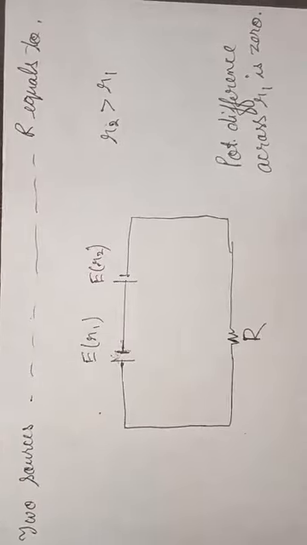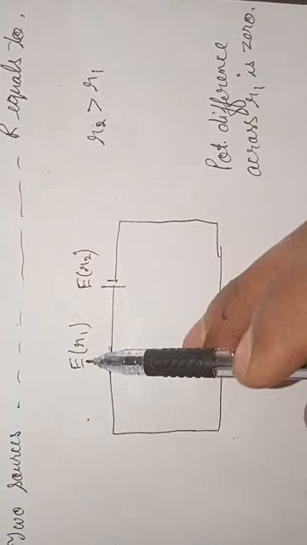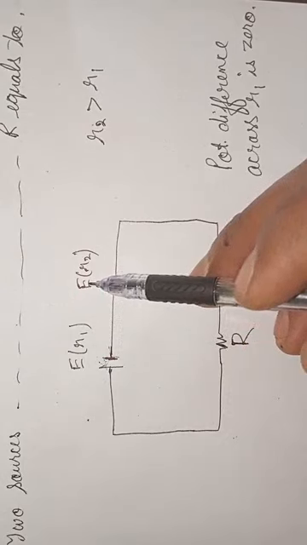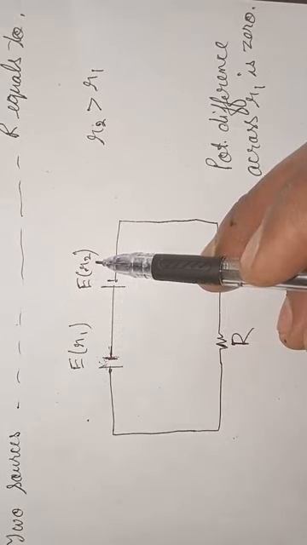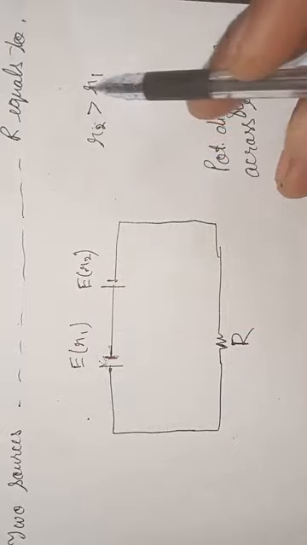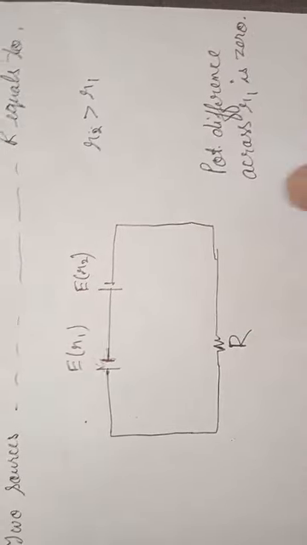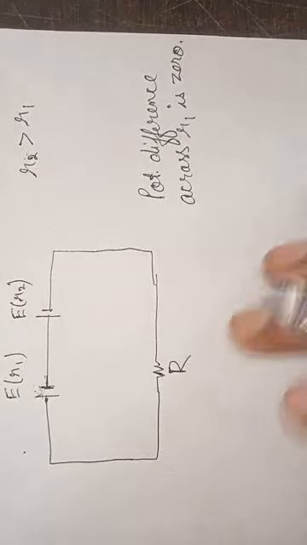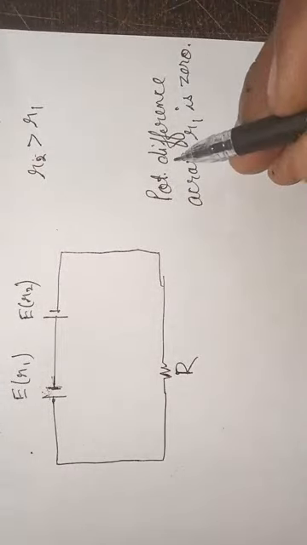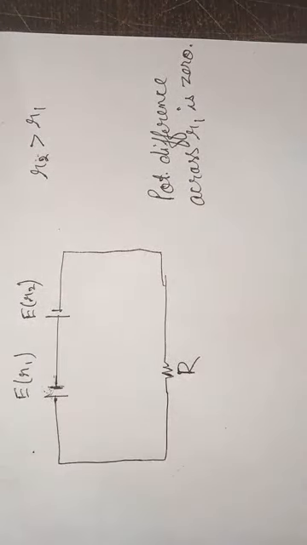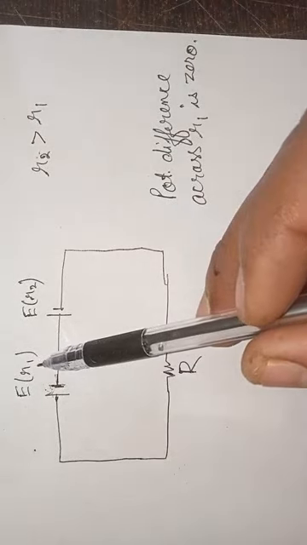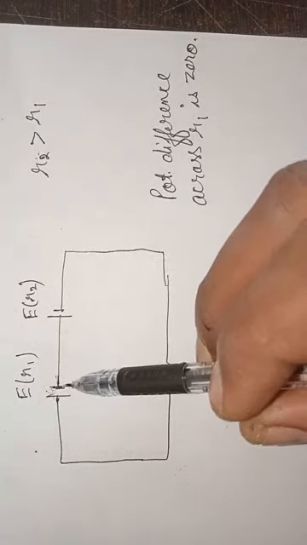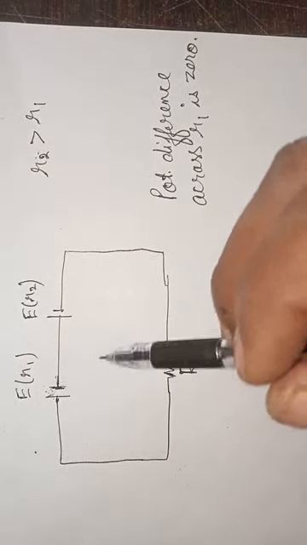In this question we have two EMF sources: the first cell has EMF E and internal resistance R1, and the second cell has EMF E and internal resistance R2, where the internal resistance of the second cell is greater than that of the first cell. Both cells are connected to an external resistance R, and it is given in the question that the potential difference across R1 is 0. It means the terminal voltage across this cell is 0.